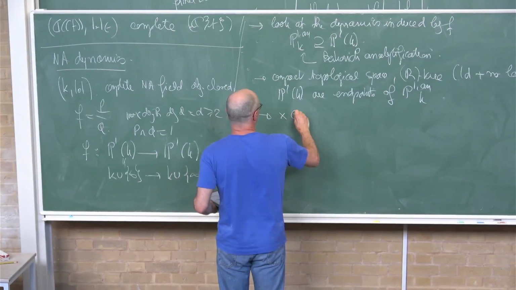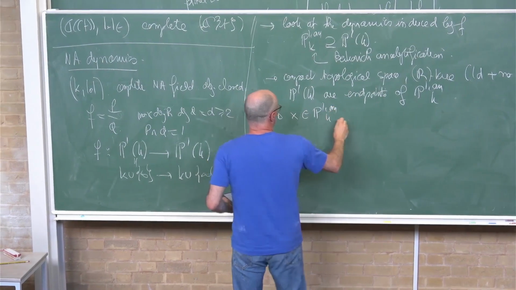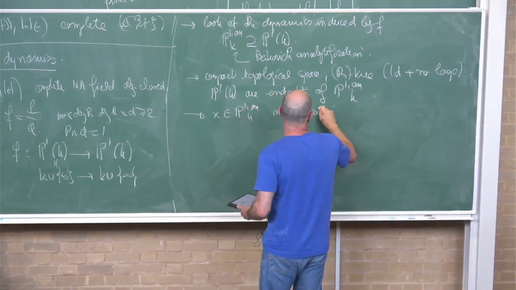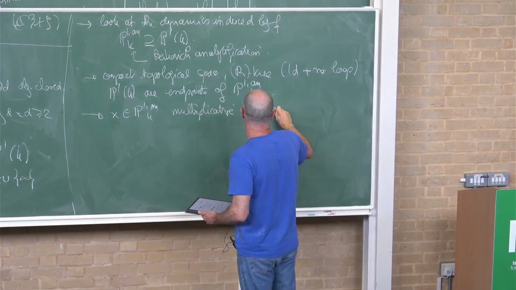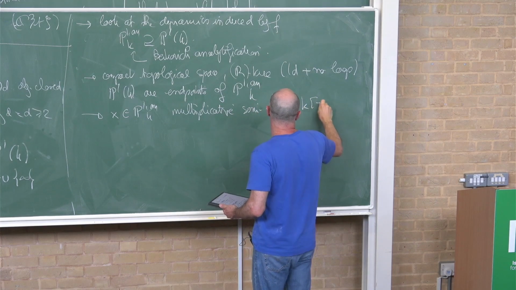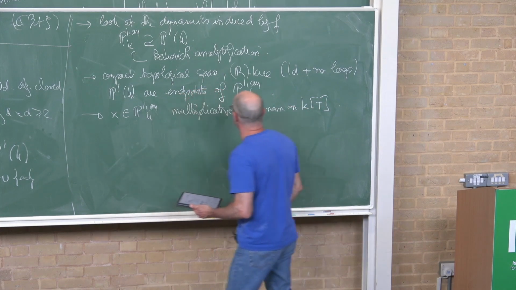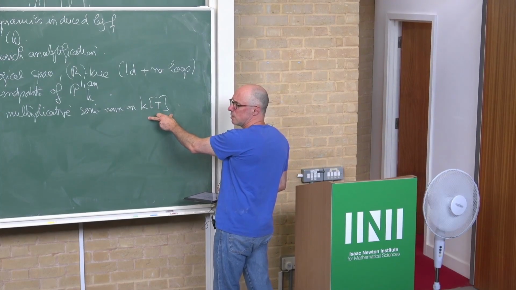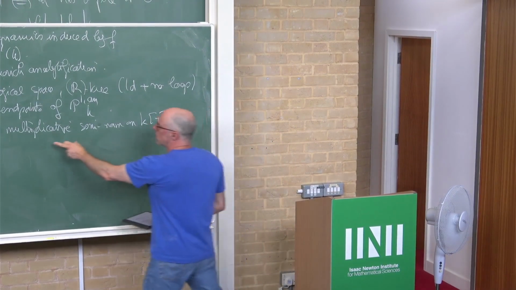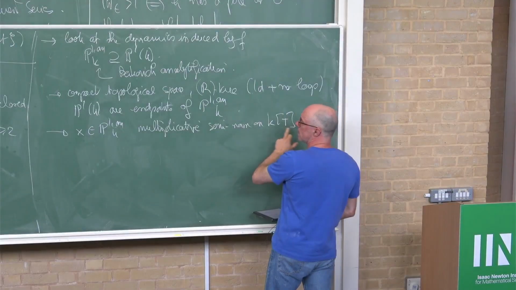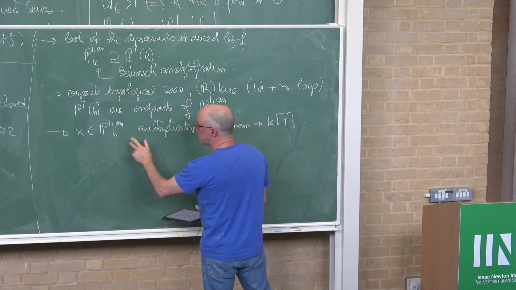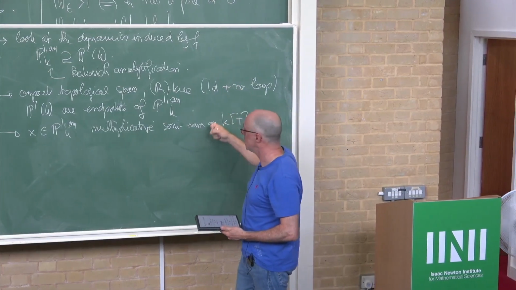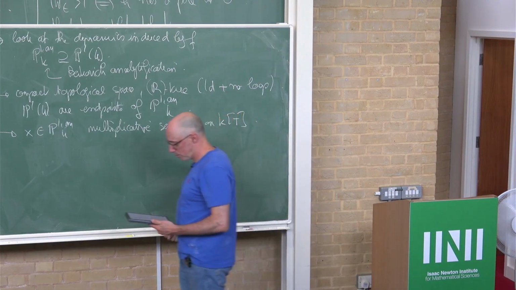A point in here is a multiplicative semi-norm on the ring K[T]. The spectrum of this is the affine line. So if you take this, you get, in fact, the analytification of the affine line over K. And you also have to add the function that gives plus infinity on any polynomial of positive degree.